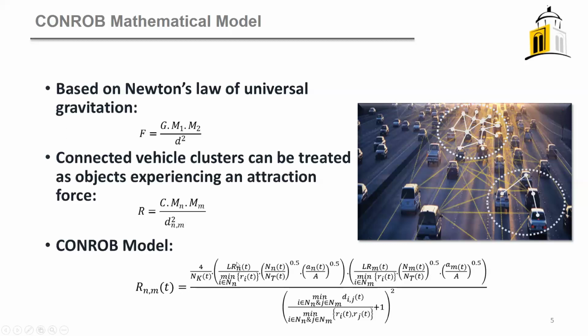LRN T. This is some measure for how far apart the vehicles are, or how the vehicles are distributed within one cluster. This is divided by the minimum transmission range within that cluster. This is multiplied by the square root of the number of connected vehicles in that cluster, divided by the total number of connected vehicles in the network. This is all multiplied by the square root of the area covered by this cluster at time t, divided by the total area of the network.